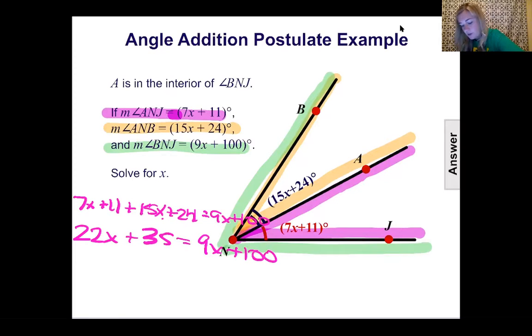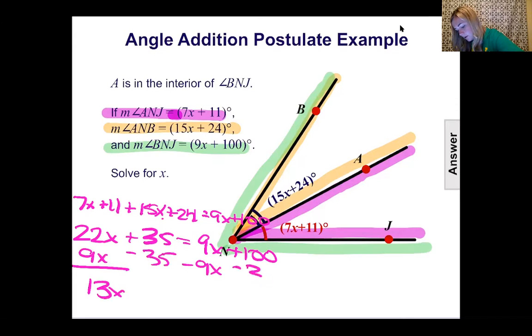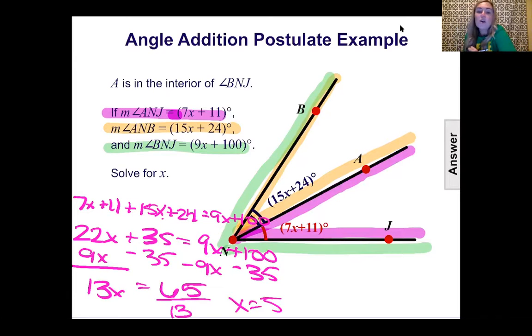And we're going to continue solving for x. So we can subtract 9x from both sides, and you end up with 13x plus 35 equals 100. Then subtract 35, which gives us 65, and divide this by 13, and you end up with x is 5. So that's another way to look at the angle addition postulate.